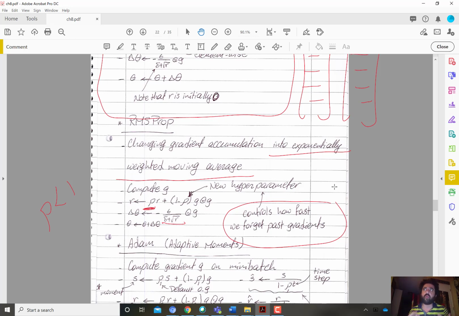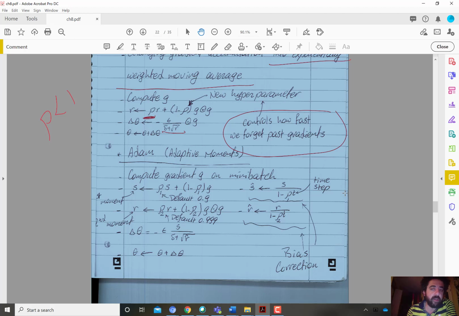or how long we believe that the past gradients remain relevant. So the lower the rho, the more aggressively, or the more quickly, we forget past gradients. The higher the value of rho, the longer we keep these past gradients affecting the current parameter update, the step size of the current parameter update.